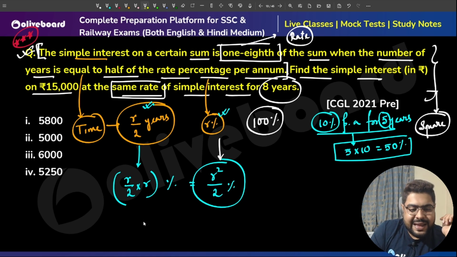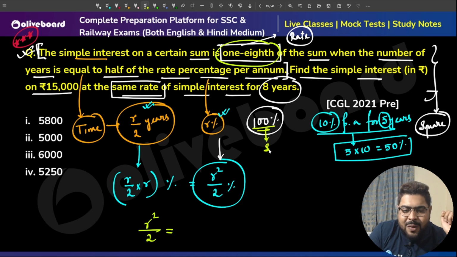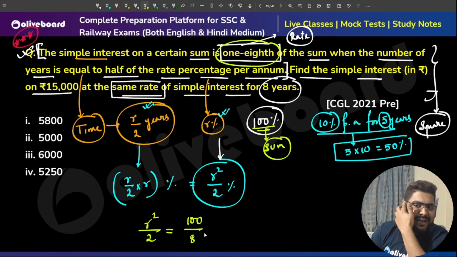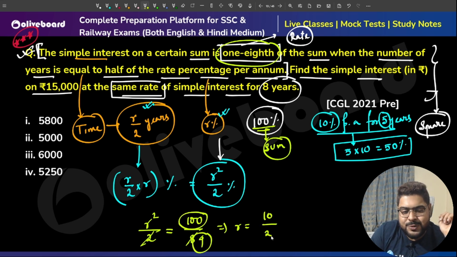That means, sir, can I say R square by 2 is equal to what, sir? Everyone, this is equal to what? It is given to you guys. It is given as 1/8 of the sum. That is, 100% is the sum. So 1/8 of the sum means, sir, 100 divided by 8. Please understand this. So if you cancel, this is 4. Sir, R will be root over of 100, that is 10, divided by root over of 4, that is 2, sir. That is, I am getting 5%.